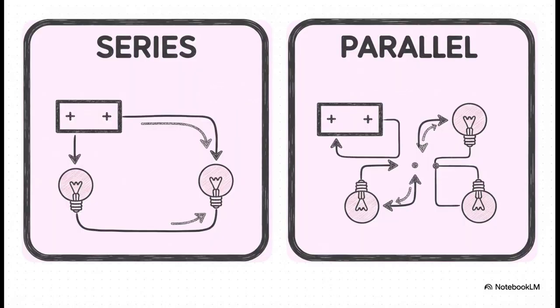Just look at this simple drawing. It makes it so clear. On the left, you see a series connection. It's just one single path for the current to follow. But on the right, we have a parallel connection. See how the current reaches a point and then splits up to go through different paths? The difference is very clear, isn't it?